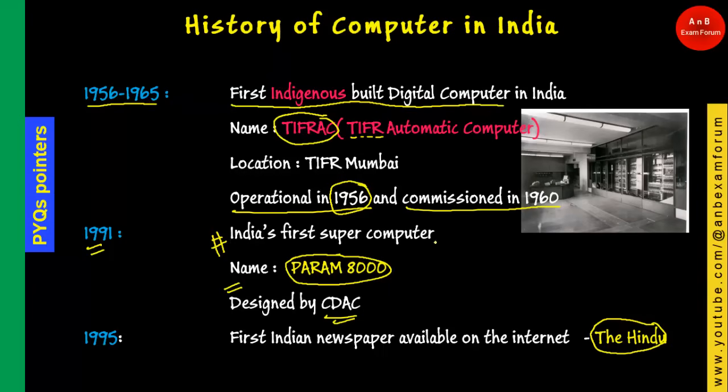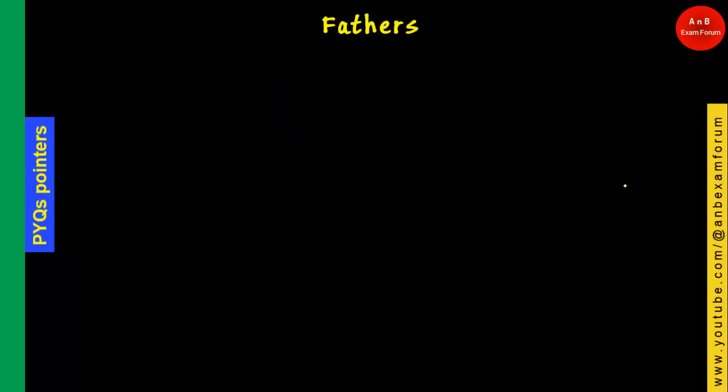So as you can see, this is Tifrak. This is a big machine which is placed in a room, so that is Tifrak. Coming to the fathers, we have already made a separate class on that, but we are going to show you a few important fathers in the computer arena.